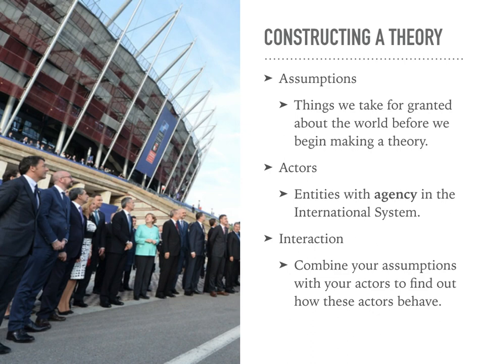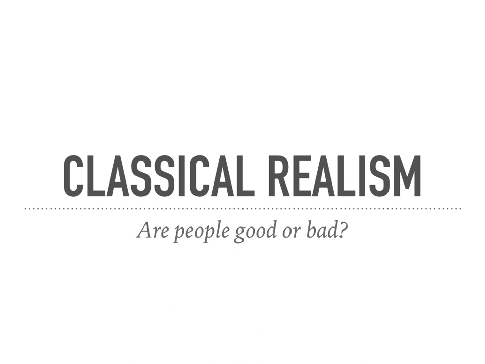And so our first theory, classical realism, starts off by asking a question. Are people good or are they bad? Because if people are good, then they behave in a certain way in international relations. But if they are bad and cannot be trusted, well, then behavior changes in international relations. The way you approach different countries is different in international relations.